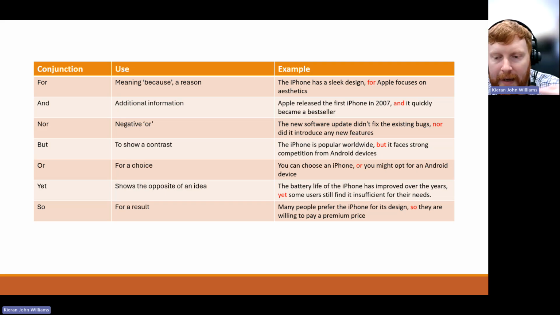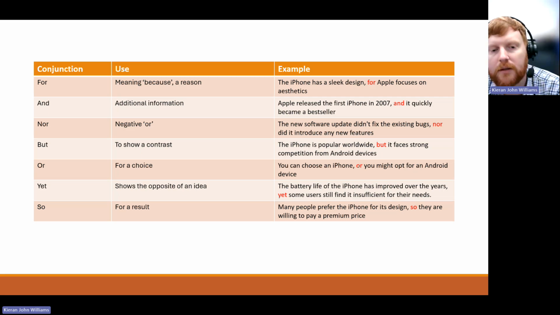But what do those words actually mean, and what kind of function do they have? Okay, so if you use for to connect two sentences, this gives you the meaning of because. Yeah, it gives you a reason why you do something. All right. So in the example, the iPhone has a sleek design, for Apple focuses on aesthetics. You could just change for to because there, and it would have the same meaning. Okay. So it's a nice alternative for you to use instead of using because.